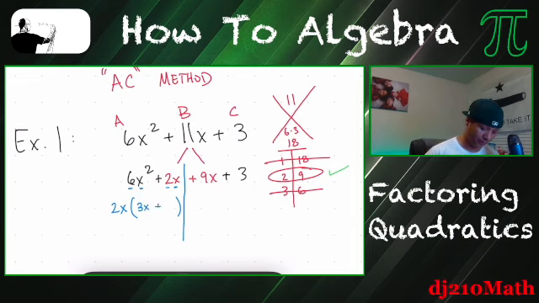3x plus 1. Okay, so you always want to do a sanity check, right? Check yourself. So when you distribute, do you get where they came from? So 2 times 3 is 6, x times x is x squared, 2x times 1 is 2x. So yes, this is correct.